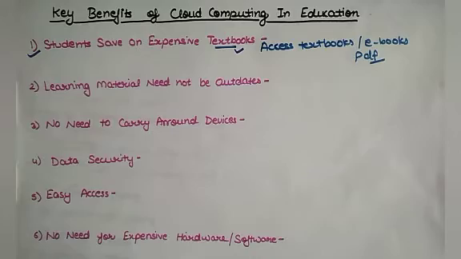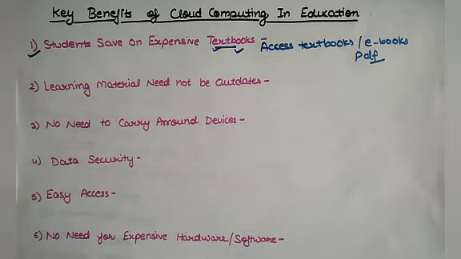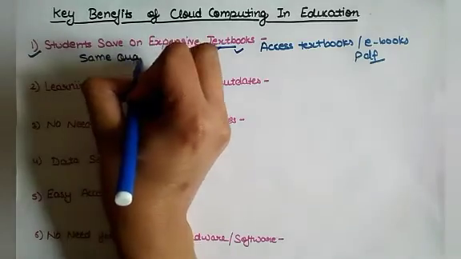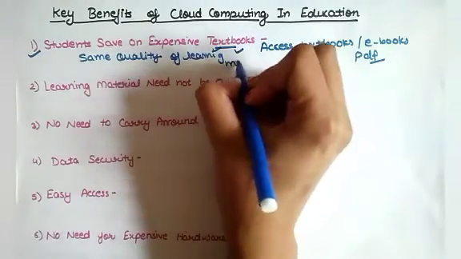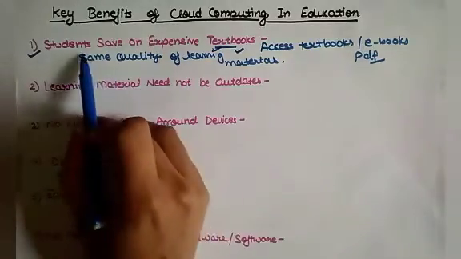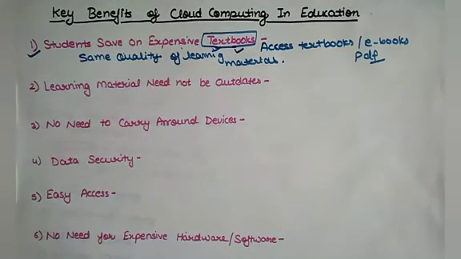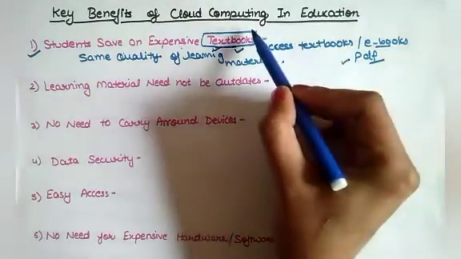So digital content, we can access digital content with the help of cloud computing, and this digital content tends to be a lot less expensive, thus allowing lower income students to get access to the same quality. We can access the books of the same quality of learning material as other students, right? So this is a major key benefit of cloud computing in the field of education, that students save on expensive textbooks. There is no need to buy textbooks for your university or school level. We can access any kind of ebook in the form of PDF with the help of cloud.